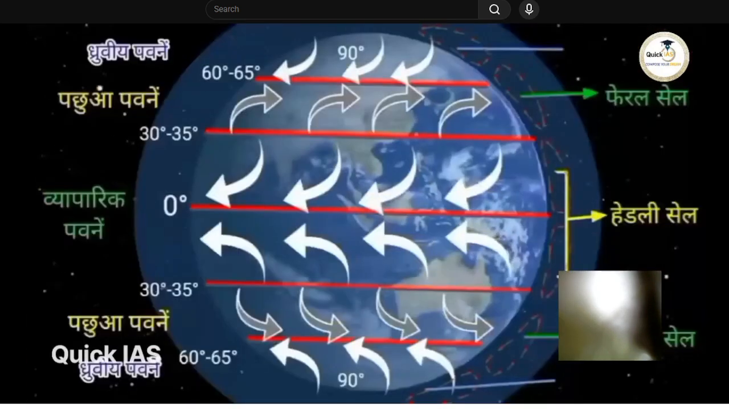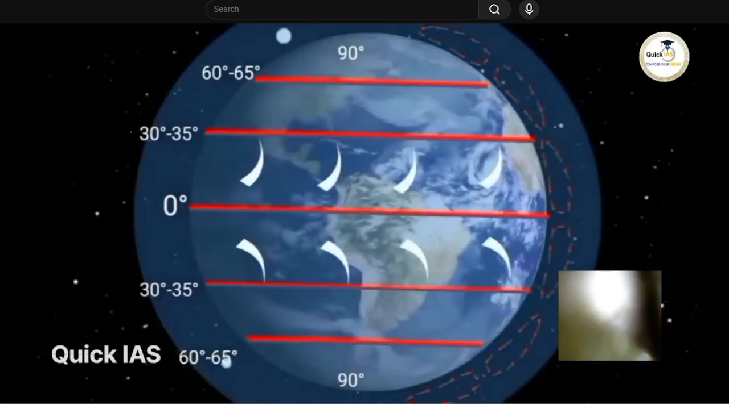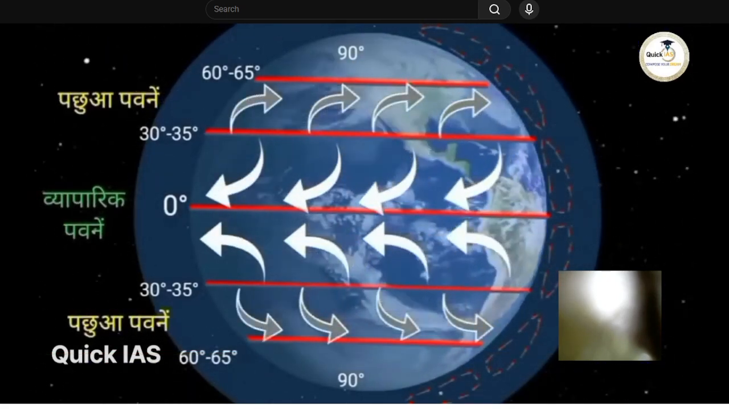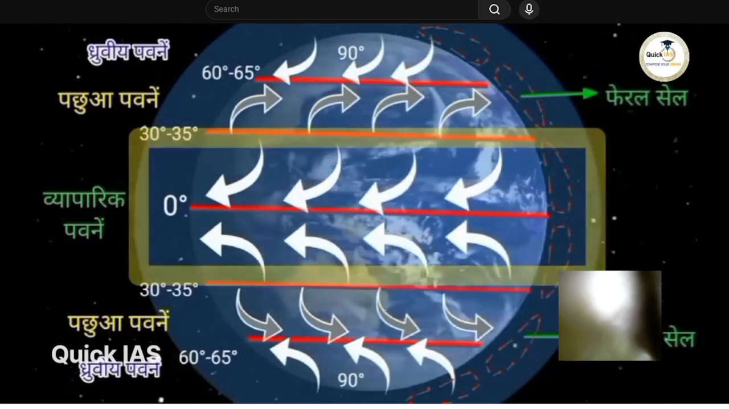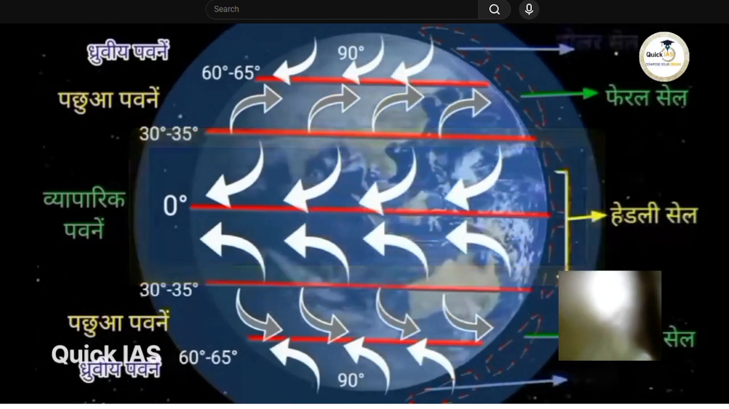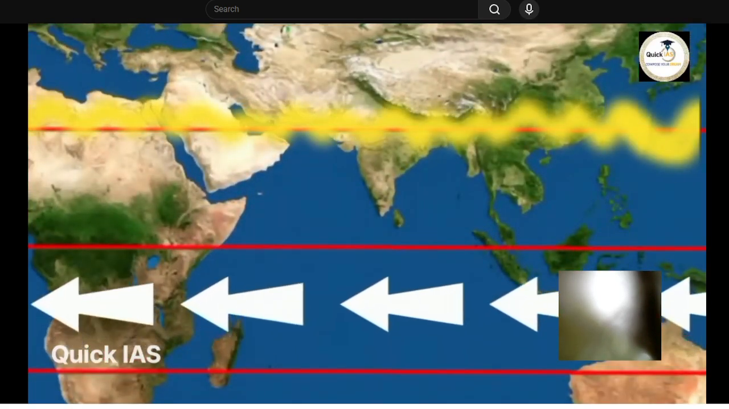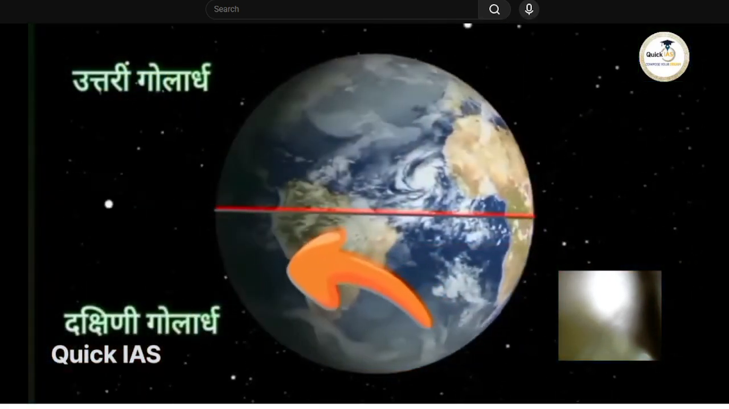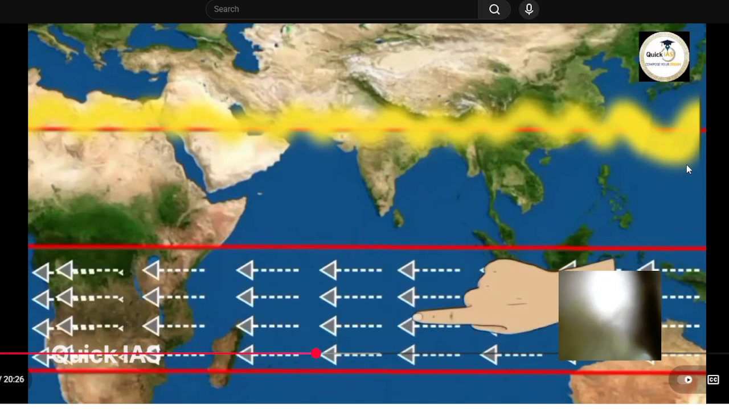This requires special winds. You probably know that there are 3 winds that blow throughout the year: trade winds, westerlies, and polar winds. Trade winds play a crucial role in the Indian monsoon. When trade winds blow in this direction, they deviate slightly to the left in the southern hemisphere due to the Coriolis effect.